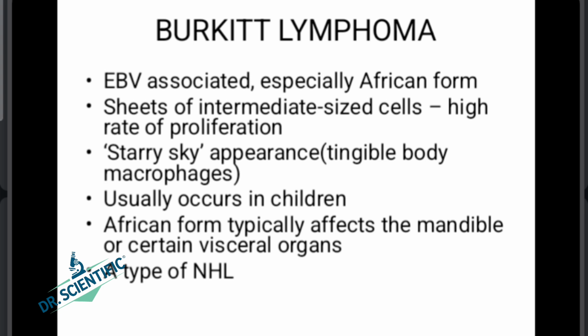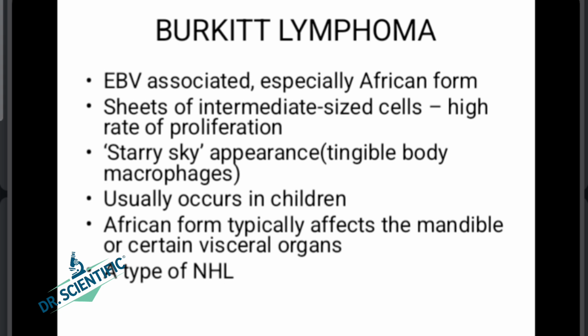So you will see those macrophages like in a sky. They appear like stars. The white areas will appear like stars in the sea of those dark-appearing malignant cells, starry-sky appearance. And this one is more common, usually occurs in children. So the African form typically affects the mandible or certain visceral organs.